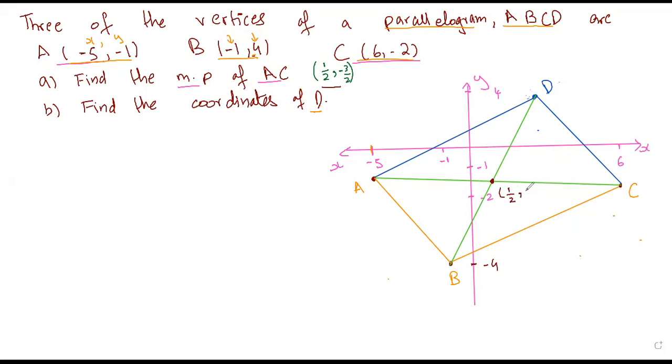1/2 and -3/2, and we can see that this point would be -1.5, that is -3/2. So it looks like we have done it correctly. If we are able to find the midpoint of AC, which we did, we have the coordinates of point B as -1 and -4. So can I not just use point B and this midpoint, that is the midpoint of BD as well, to find the coordinates of D?